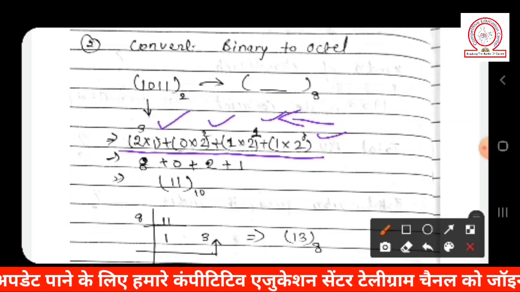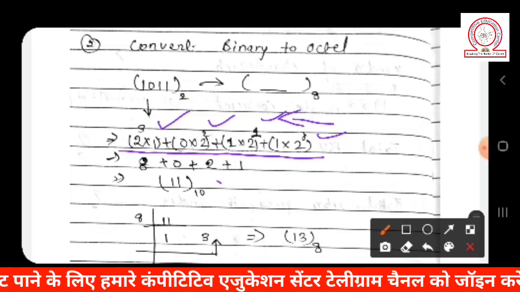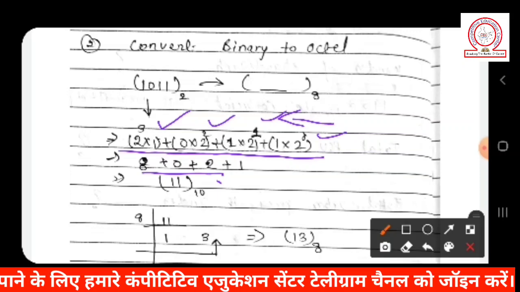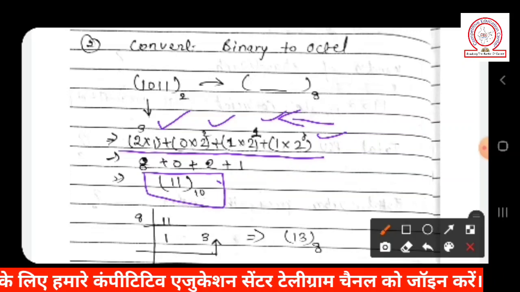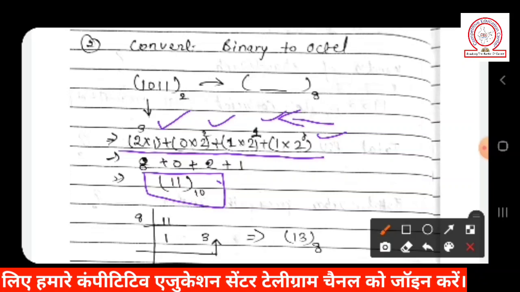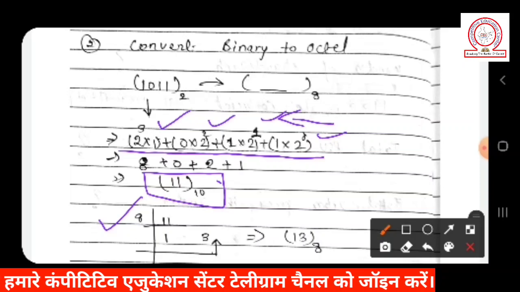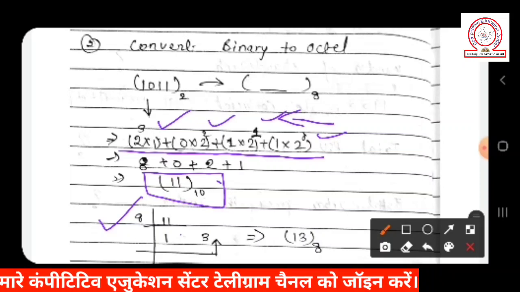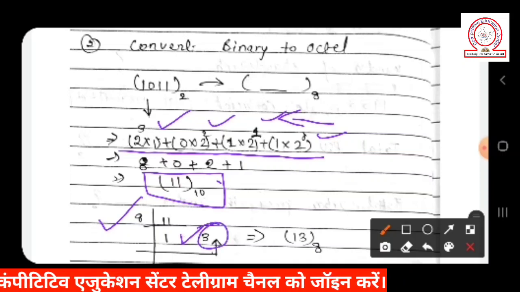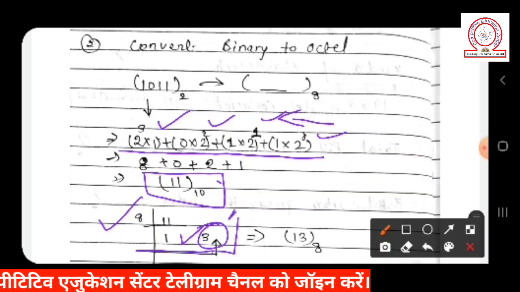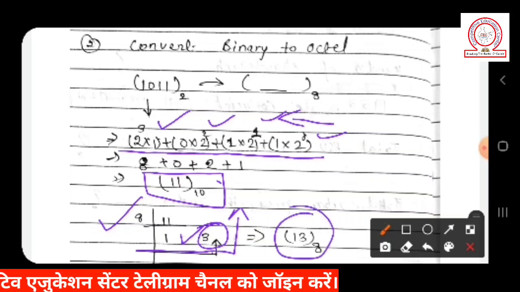Then the decimal value we got was 11. Now for converting this from decimal to octal, we will divide 11 by 8. 8 ones are 8, so the remainder is 3. Now we will write it in this form and we will get 13. So the correct answer will be 13.